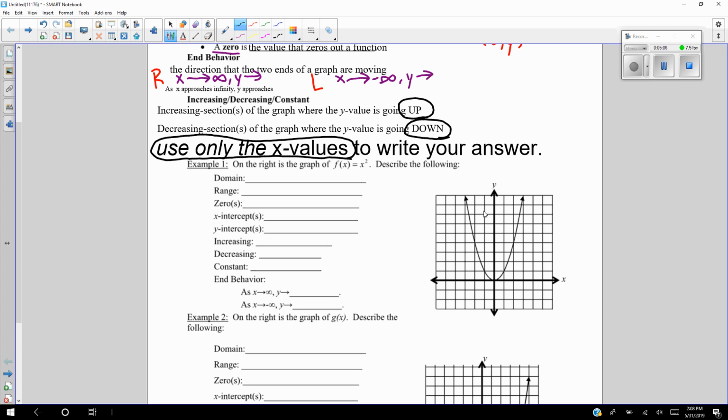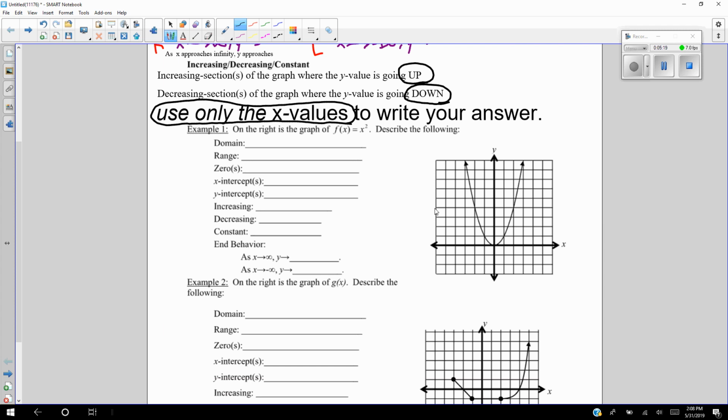So we're going to do example 1 together, and we're going to go through all these different characteristics, and then we're going to skip the next couple, and I'm going to have you do a couple similar problems on your own. So let's look at example 1. So this is obviously the parent function y equals x squared, and we're going to start by listing the domain of this graph. Remember, domain is how far left and right the graph goes, or in other words, it's the x values. This graph is going up, but it's also going to the left and to the right.